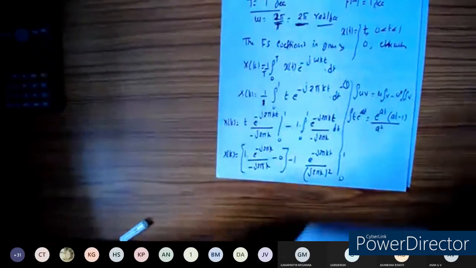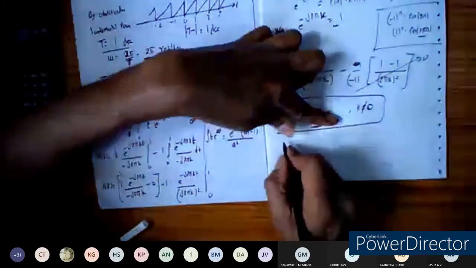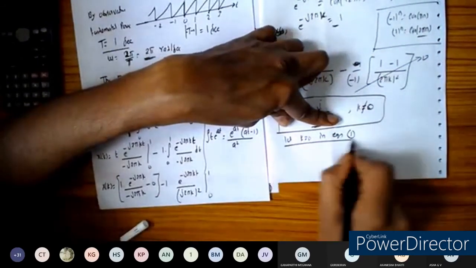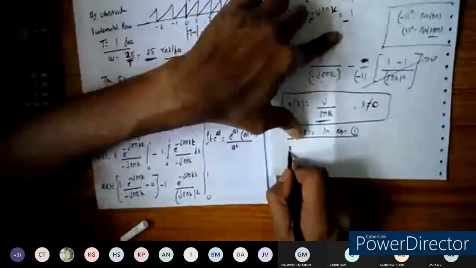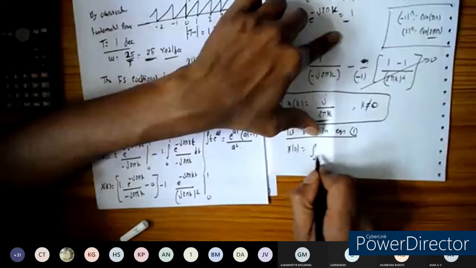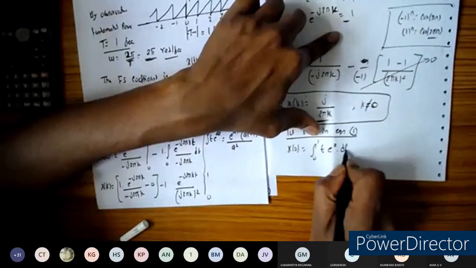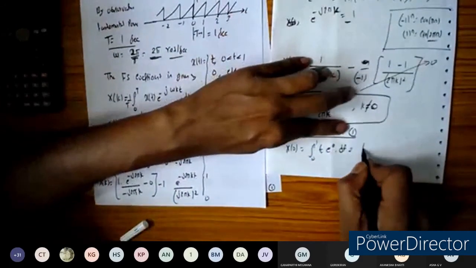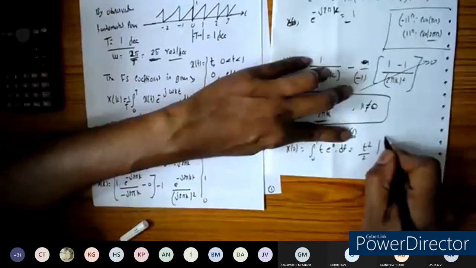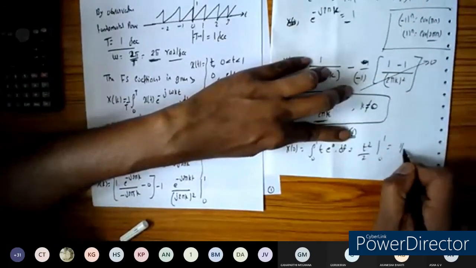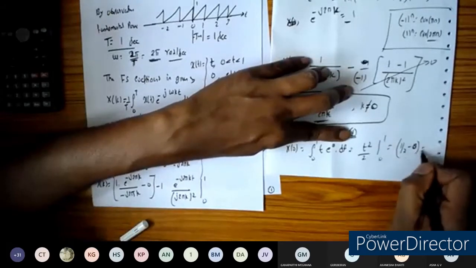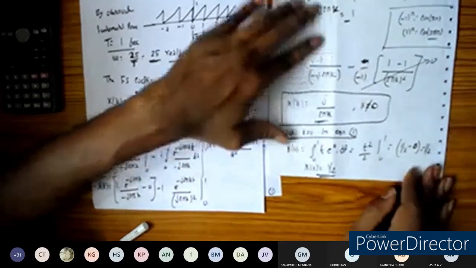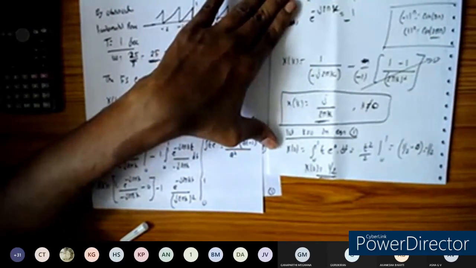So let k equal 0 in equation 1. If you substitute, it will become x of 0 is equal to the integral from 0 to 1 of t into e to the power of 0 dt. The integration of t is t square by 2, with limits from 0 to 1. If you apply the limits, it is 1 by 2 minus 0. So x of 0 will become equal to 1 by 2.